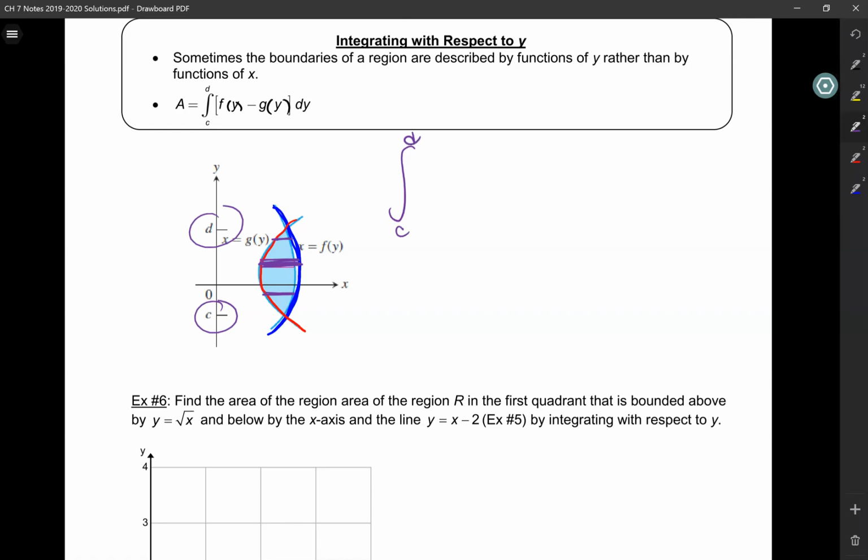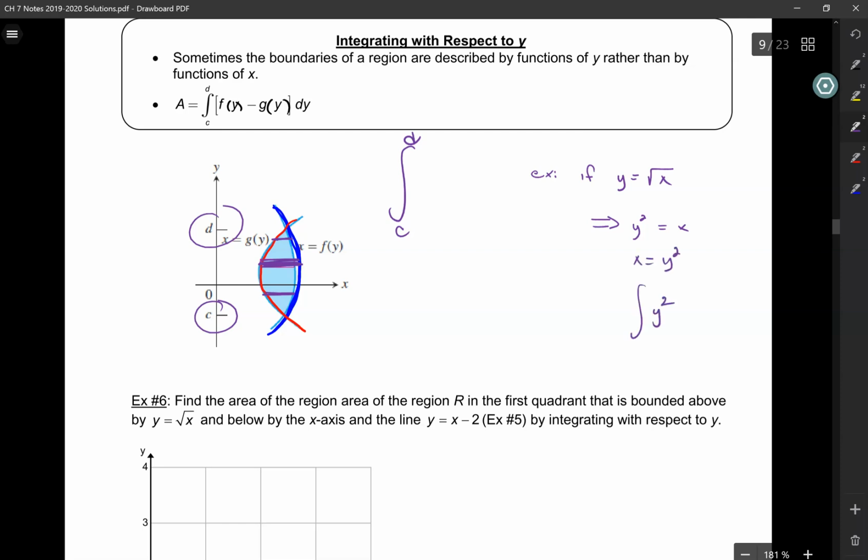So I have to change my equations so that it's x equals instead of y equals. For example, if you have y equals the square root of x, I solve that for x, and I say y squared equals x, and so x equals y squared, that's what I integrate. And I go from a y value to a y value.